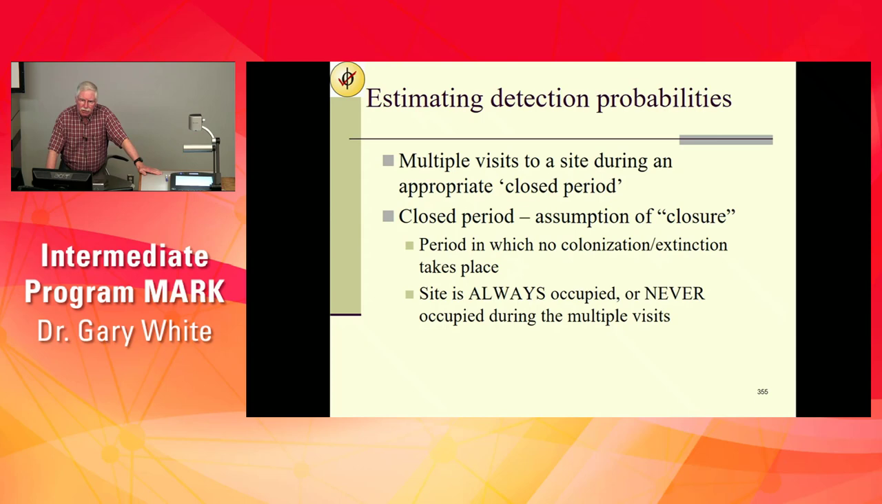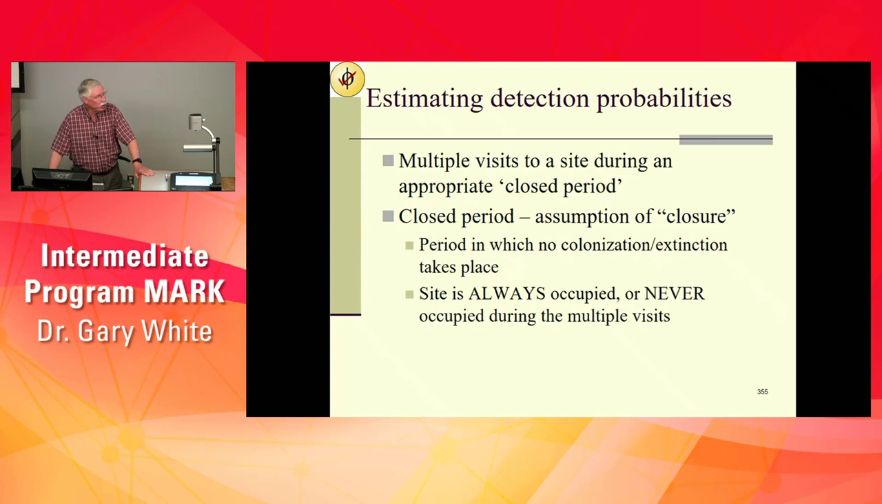Now, again, we have to assume closure. If we don't assume closure, then what we're estimating is not the probability of occupancy, but the probability of the site being visited once in a while. A little different. During that period that we do our two visits, we assume that there's no colonization or extinction. That site is always occupied or never occupied during multiple visits. That's the key point if you want to estimate true occupancy.